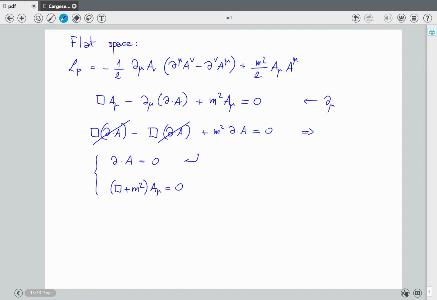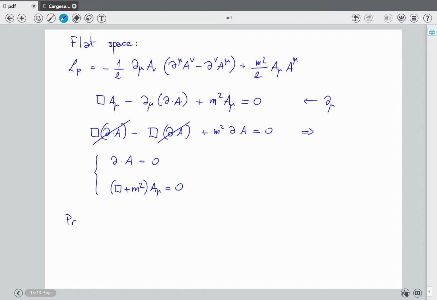So basically this condition takes 1 degree of freedom away, and we remain with 3 out of 4, and 3 are precisely the degrees of freedom, the components of a massive spin 1 field. So not only 2 helicities, as when the mass is 0 you just have 2 helicities, 2 degrees of freedom, but the mass is non-zero here, so you have 3.